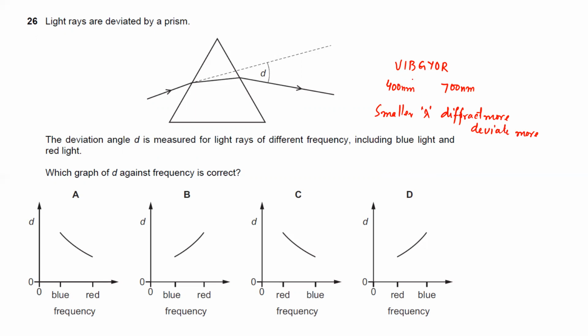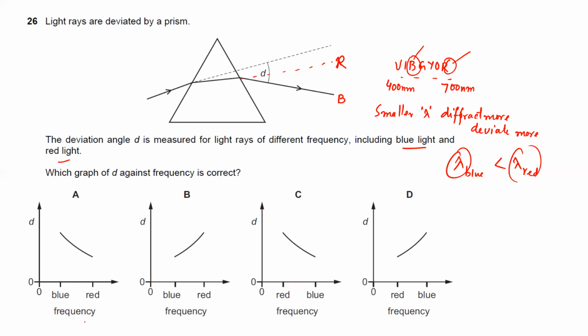So amongst the colors, it's talking about blue light and red light. So blue is here, red is here. We see that lambda blue is less than lambda red. So blue light will deviate more, red light will deviate less. So red will be on the lesser side, blue will be on the higher side. So blue high, red less.